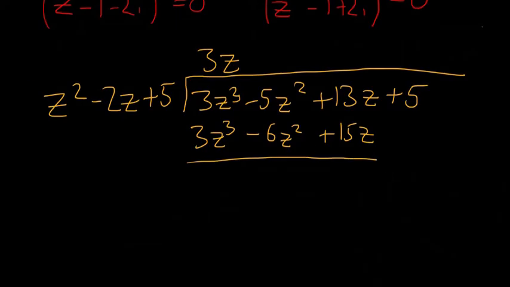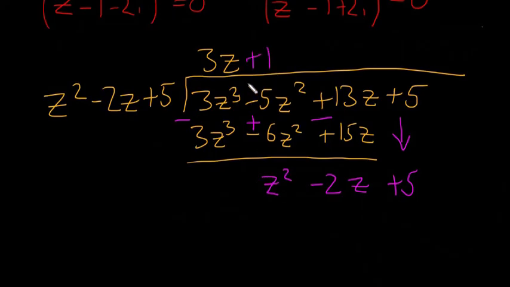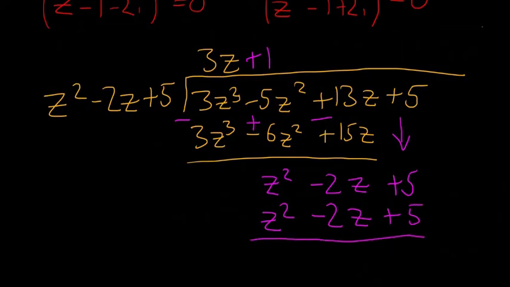Draw our line, change the signs. We're going to be left here with z squared minus 2z and then plus 5 because we bring this down. Okay, now z squared into z squared is going to give us plus 1. Now plus 1 by each thing here is going to give us z squared minus 2z plus 5. So they're both the same, which is a good sign. We're going to go minus, plus, and minus, finish with 0. So that means that this is a factor of this, so this is all good.